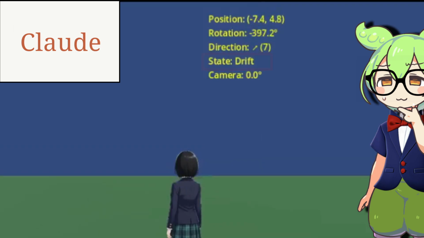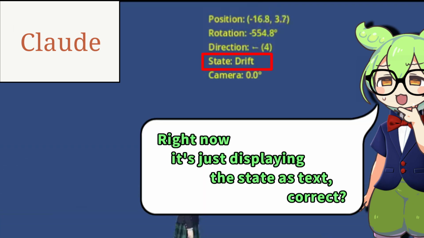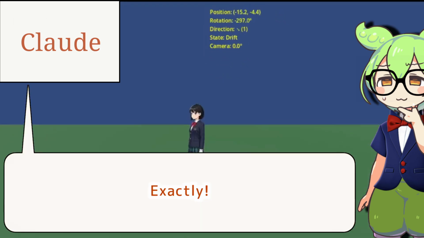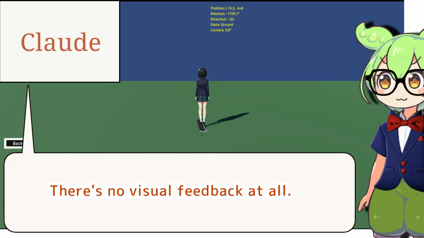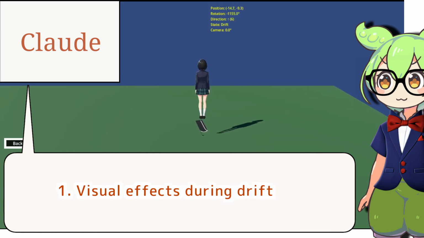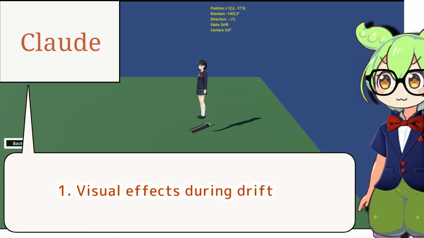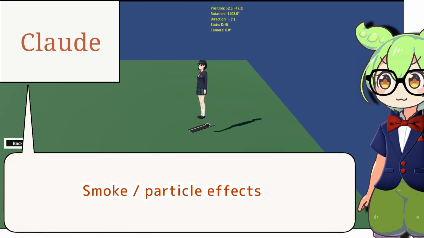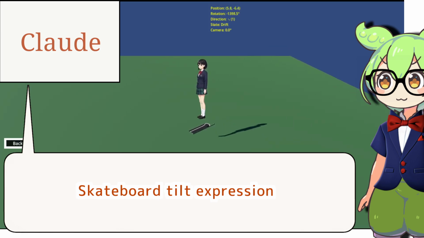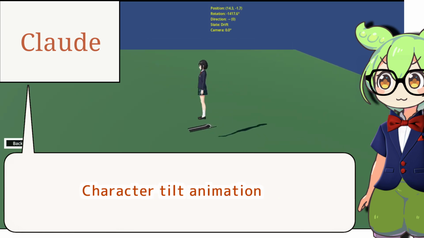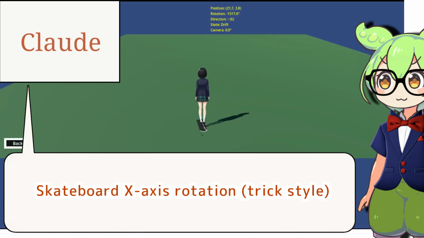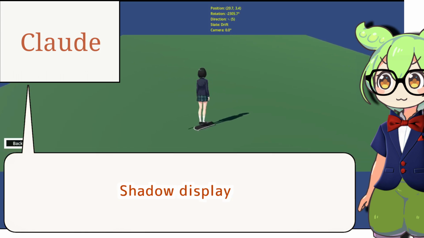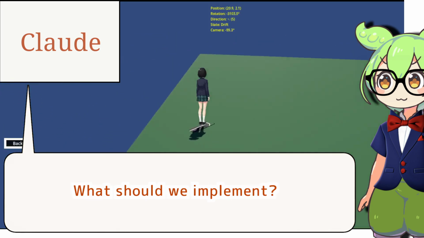Let's see. Right now it's just displaying the state as text, correct? Exactly. Right now it's only showing text in the debug label in the top right corner. There's no visual feedback at all. Visual effects we should add. 1. Visual effects during drift. Smoke/particle effects. Skateboard tilt expression. Character tilt animation. 2. Expression during jump. Skateboard x-axis rotation, trick style. Shadow display. What should we implement?